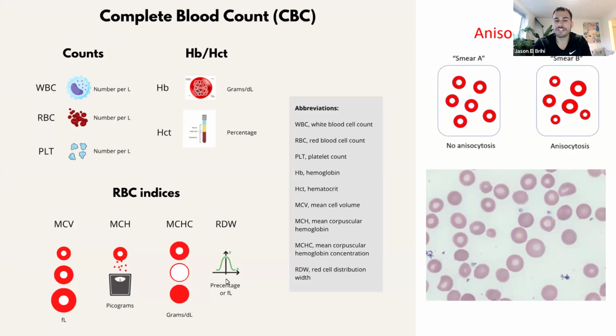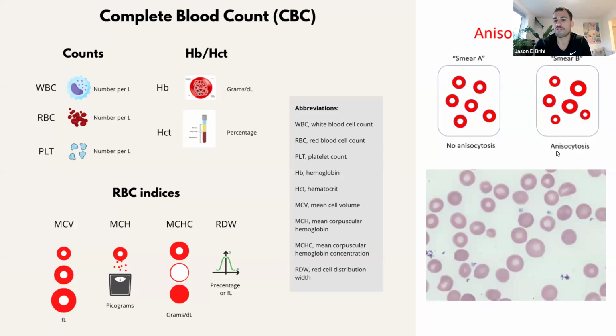So the RDW looks at the range of cell sizes within the sample. So you can see this one, smear A, all the cells are the same size. So the RDW wouldn't be raised because they're all the same. So this is basically comparing the range from the smaller size to the bigger size. In this setting where you have small cells and big cells, this would have a raised RDW, and the term used to describe that is anisocytosis.